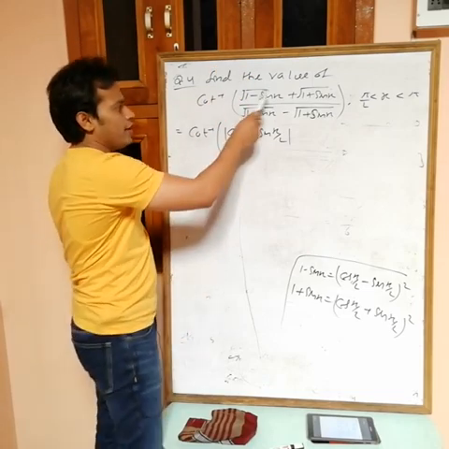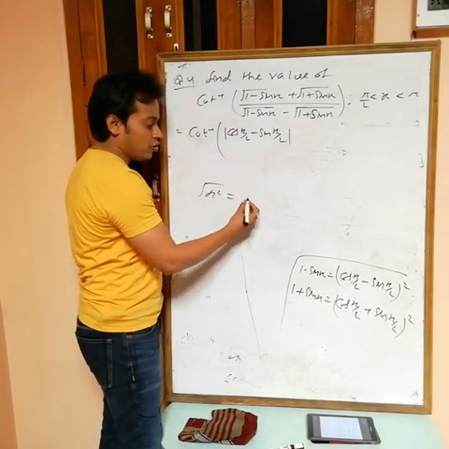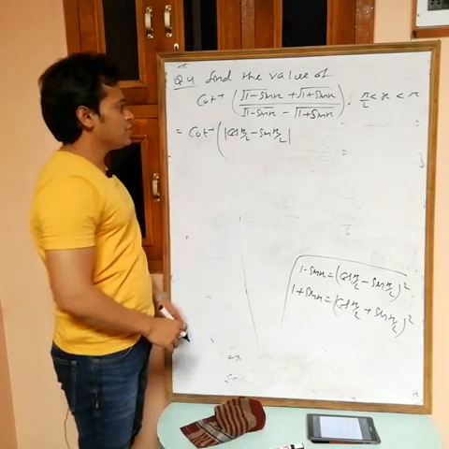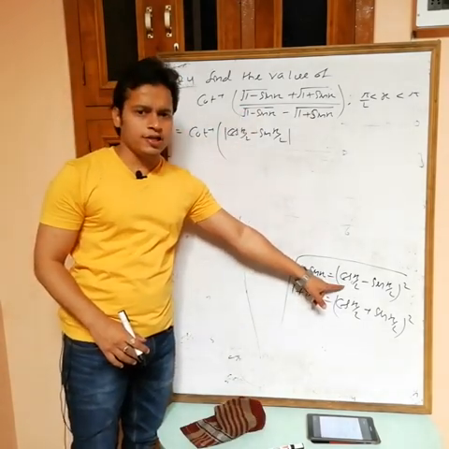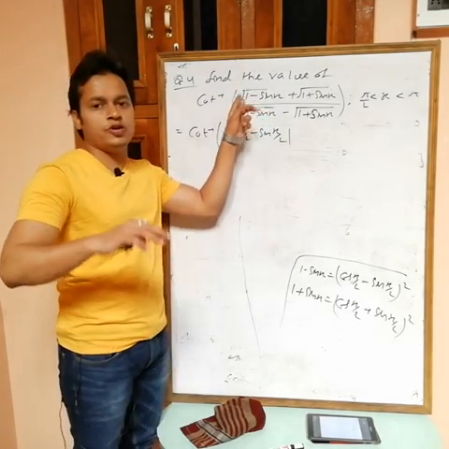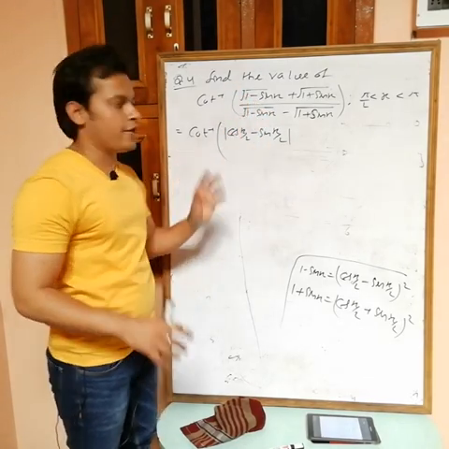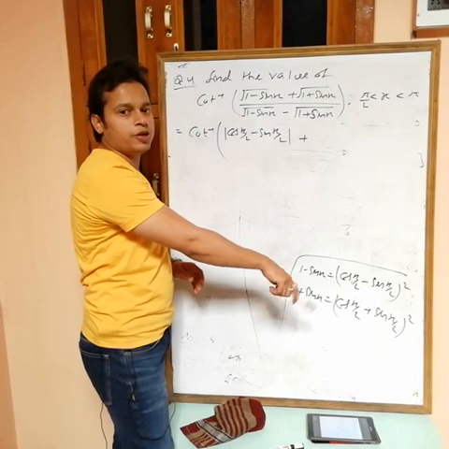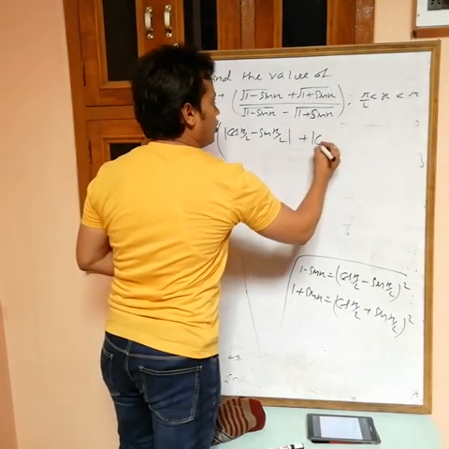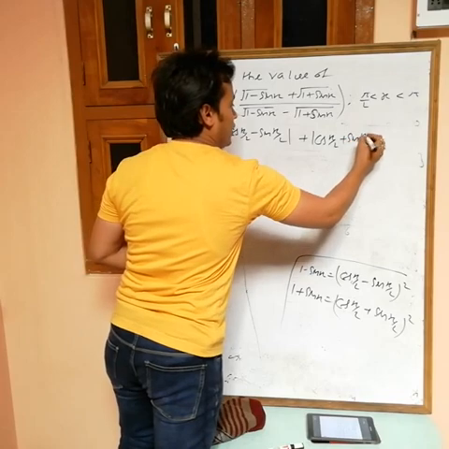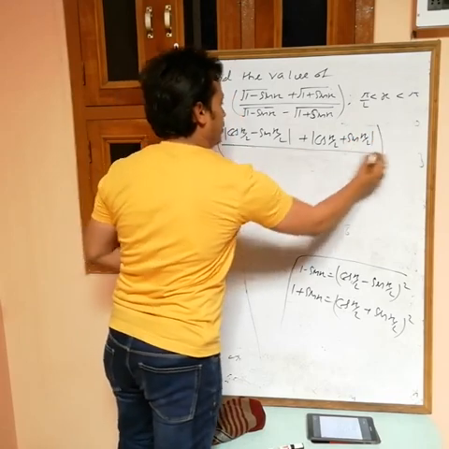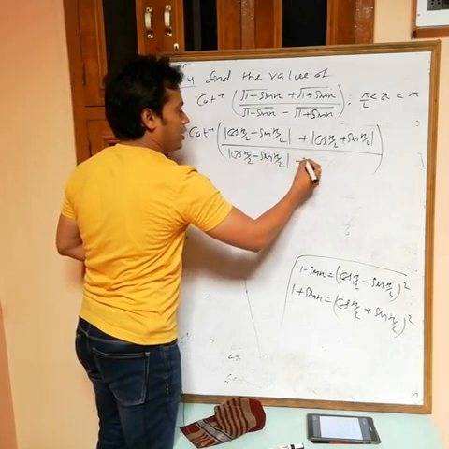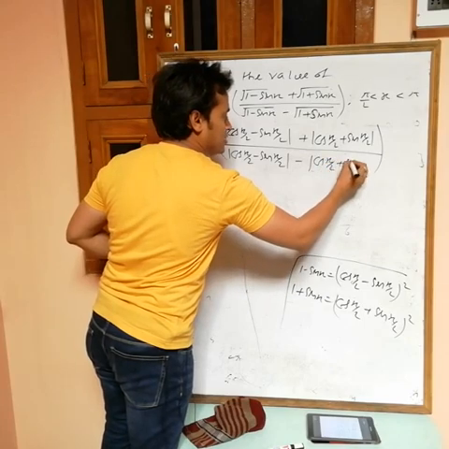Remember, root x square is not equal to x, this is equal to mod x. Now see, 1 minus sin x is (cos x by 2 minus sin x by 2) whole square. Root of it is mod of (cos x by 2 minus sin x by 2). Similarly, 1 plus sin x is (cos x by 2 plus sin x by 2) whole square, and root of it is mod of (cos x by 2 plus sin x by 2). Similarly, if you write the value of this one, you will get mod (cos x by 2 minus sin x by 2) and minus mod (cos x by 2 plus sin x by 2).